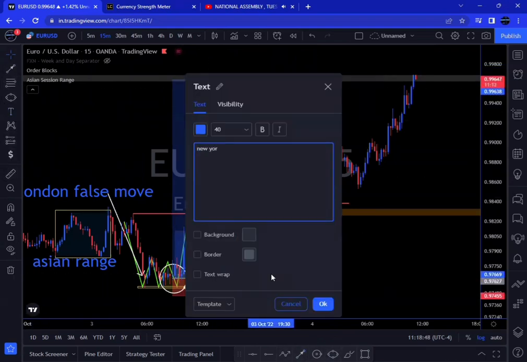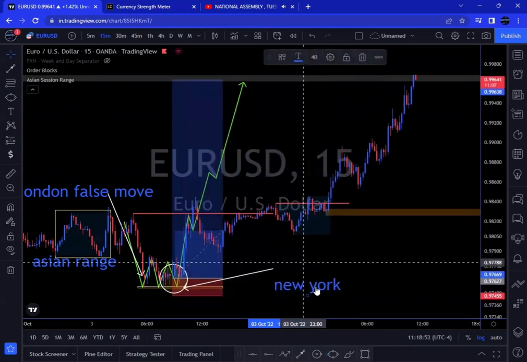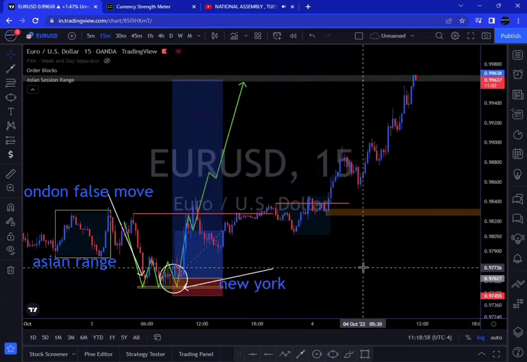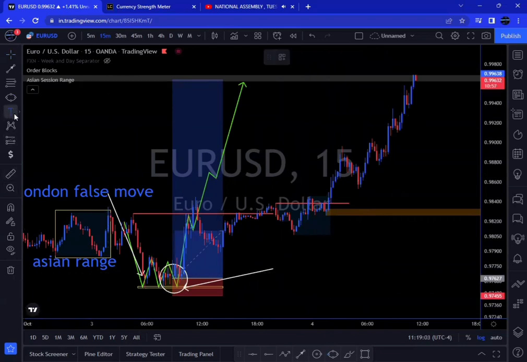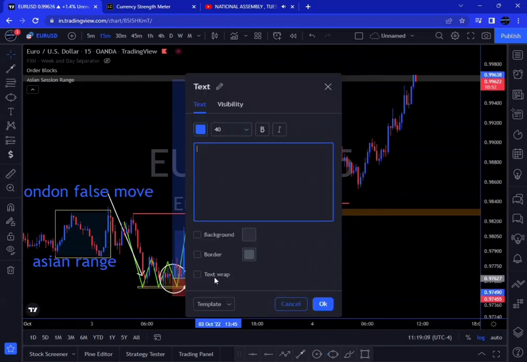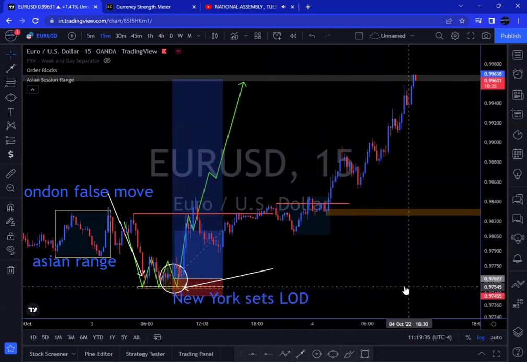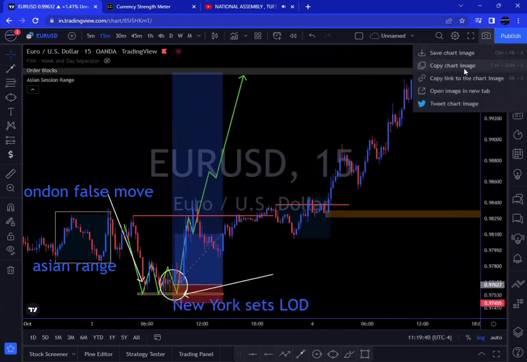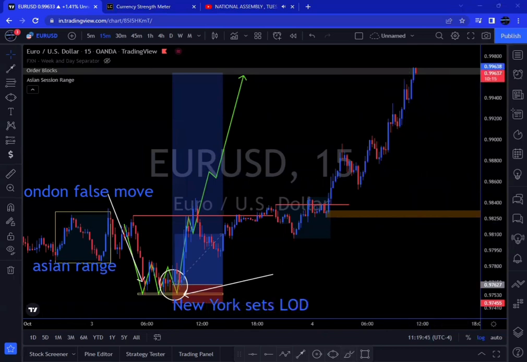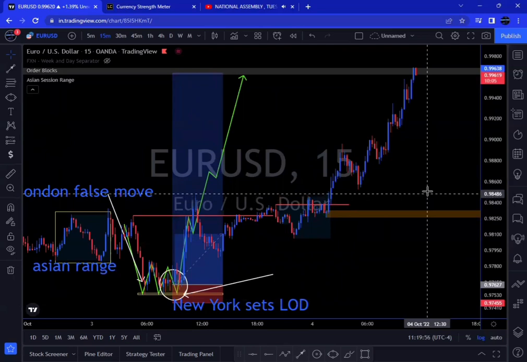So we can see the Asian range, the London false move, and now we can identify the New York shift when they locked the low of the day in line with your directional bias to give you that buy opportunity, right? So this is all that I look for. If the dealers don't give me these setups, well, I have no trade for that particular day. Maybe I will have several other pairs that I'll be able to look for.